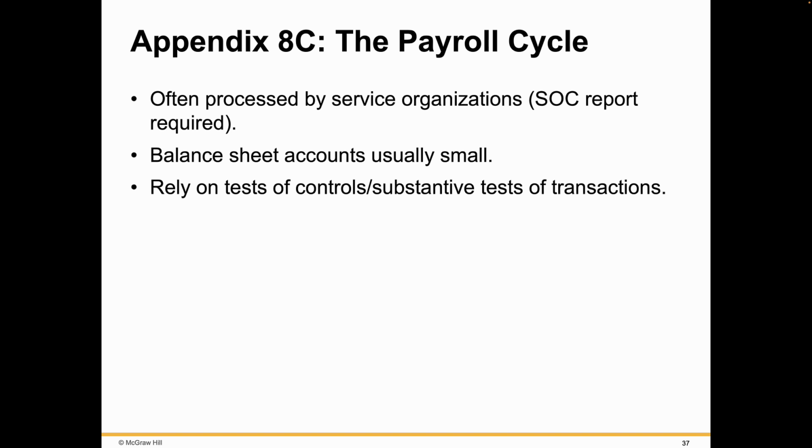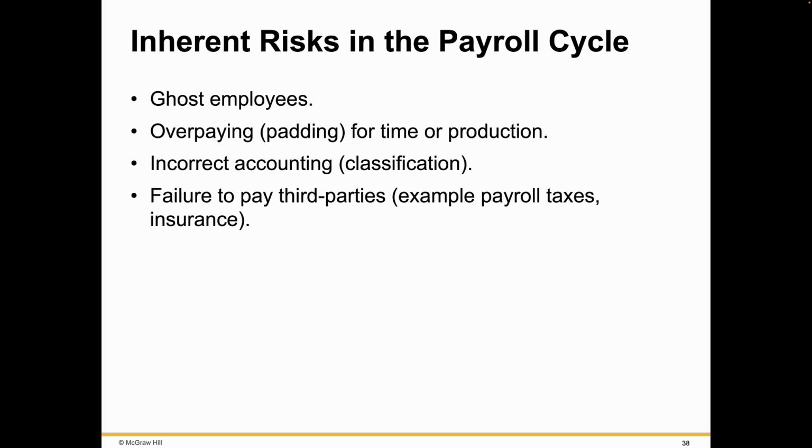And then the last piece is the payroll cycle. And so often we process this by service organization, so our SOC report, and then we have the balance sheet accounts are usually pretty small, so what auditors typically do is rely on the test of controls and the substantive testing of transactions. And there are some risks associated with the payroll cycle, especially with fraud, so ghost employees, where you're paying people that don't exist, or overpaying or padding the time, have some classification errors with incorrect accounting, or you forget to pay third parties such as your payroll taxes or your insurance.